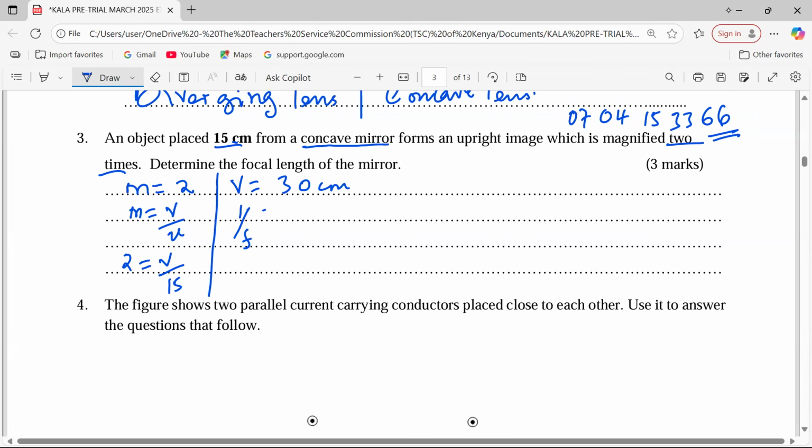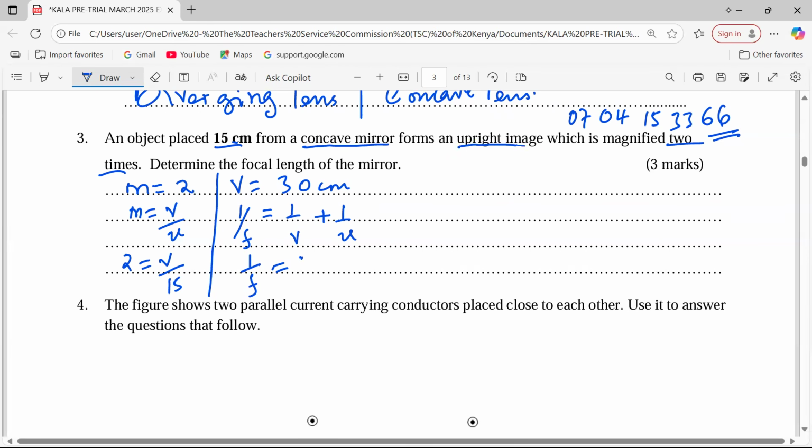F is the focal length, equal to 1 over V plus 1 over U. And we have all this, so that we say 1 over F is given by... okay, let's be realistic now. Let's be realistic. An upright image.